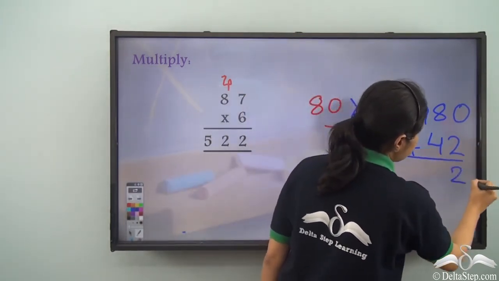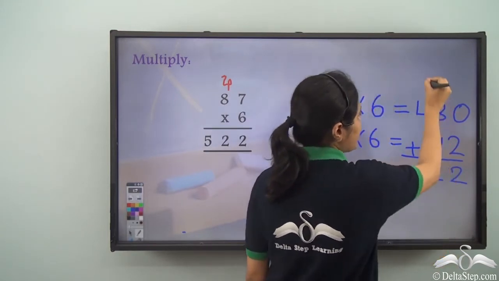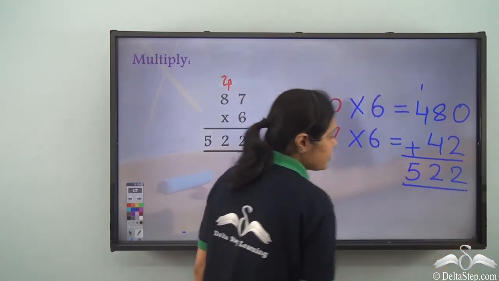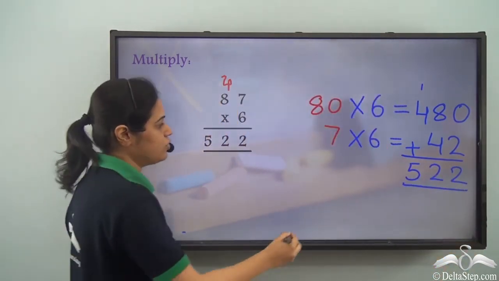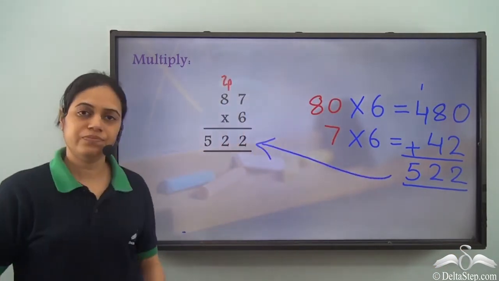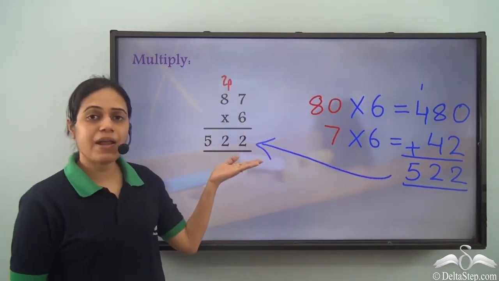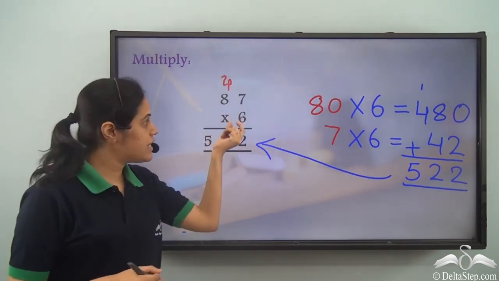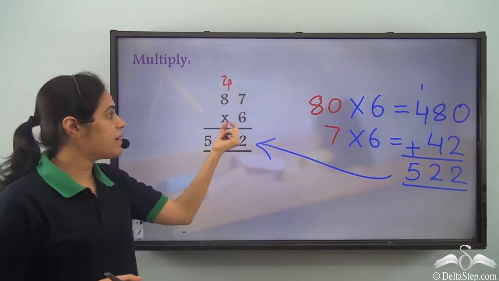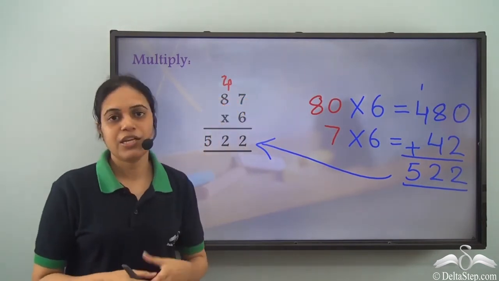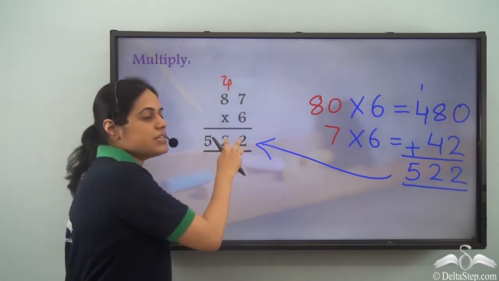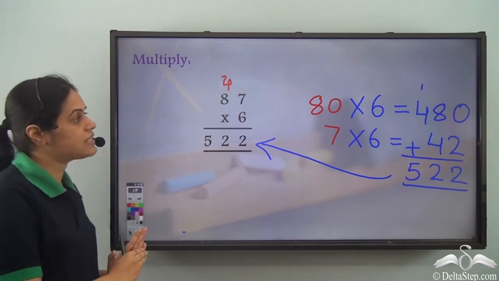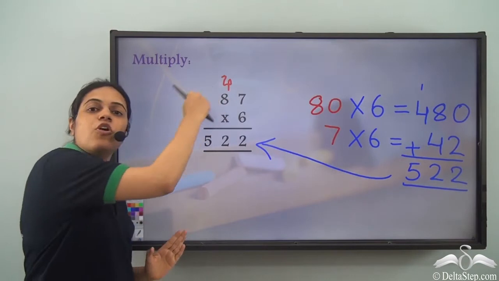So 0 plus 2 gives me 2. 8 plus 4 gives me 12. 2, 1 carry. 1 plus 4 gives me 5. So I have 522, which is the same as this. So we see we can multiply two numbers using this method. First, by multiplying 6 by the ones digit, then by multiplying 6 by the tens digit. And if the answer has two digits, it is carried over. That is, the digit to the left is carried to the place on the left.